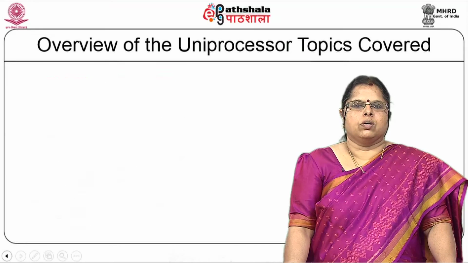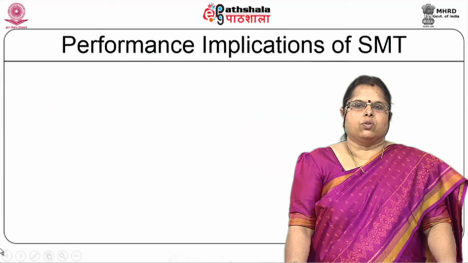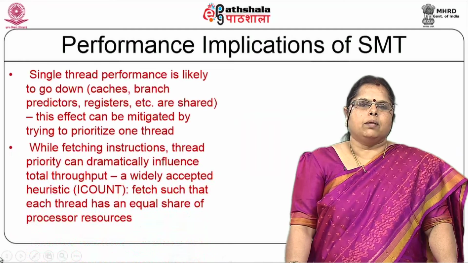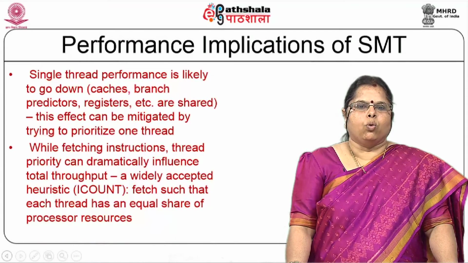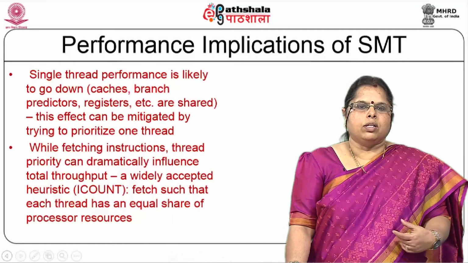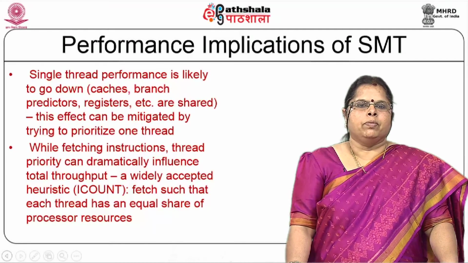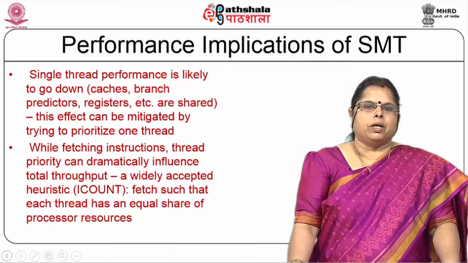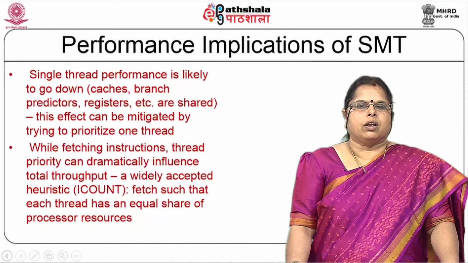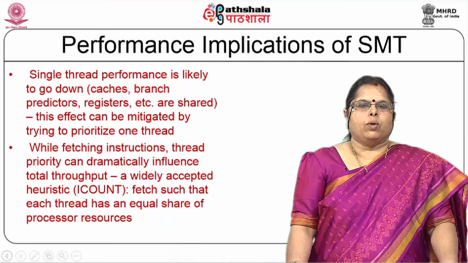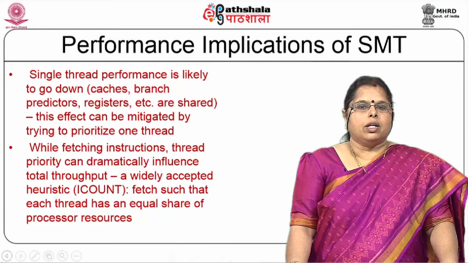If you look at the performance implications of SMT, single thread performance is probably going to go down, because if you are looking at one thread of execution happening, caches, branch predictors, and registers are all being shared between the various threads. This effect can be mitigated by trying to prioritize one thread. But while fetching instructions, thread priority can dramatically influence the total throughput.